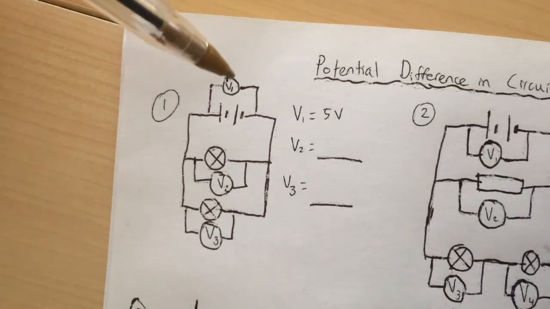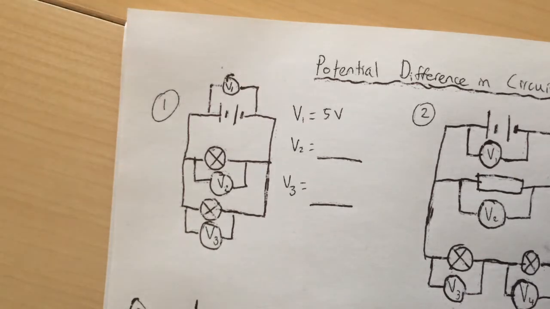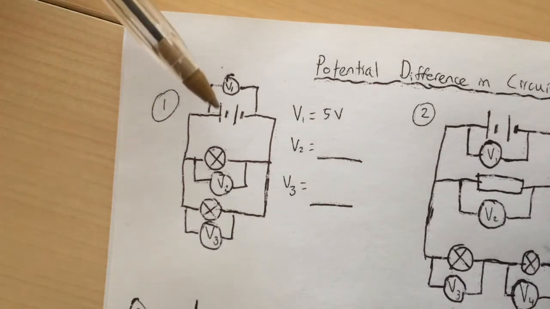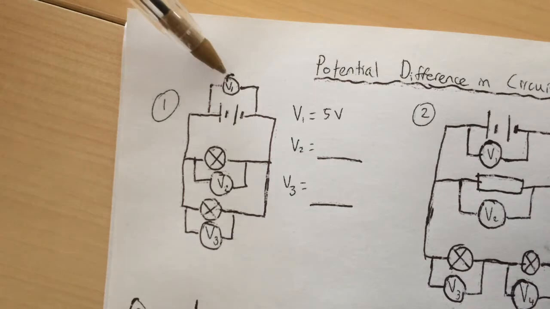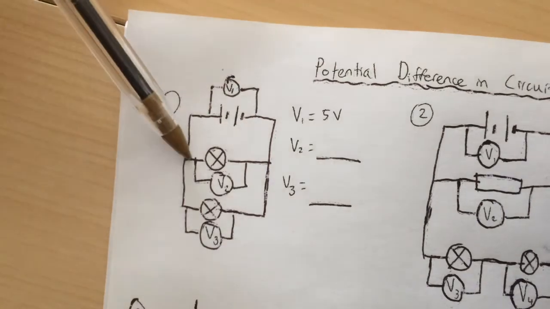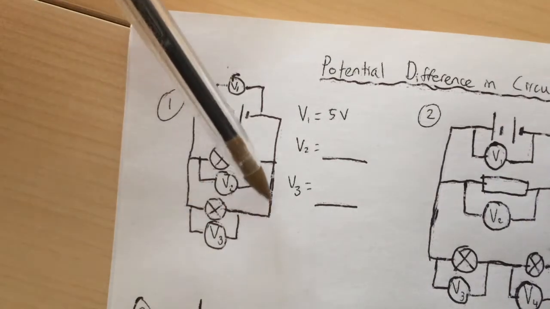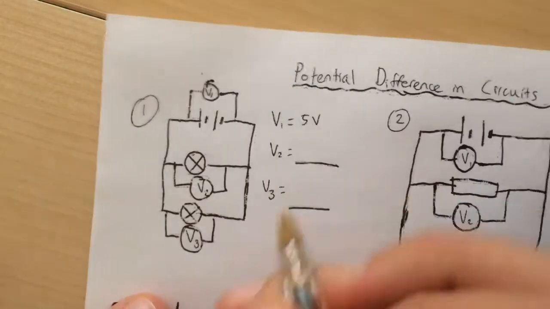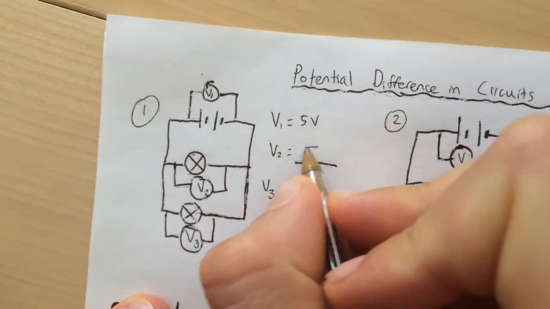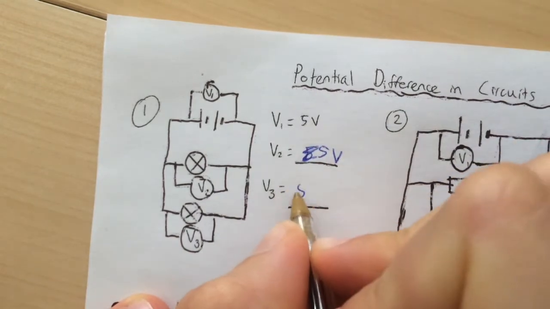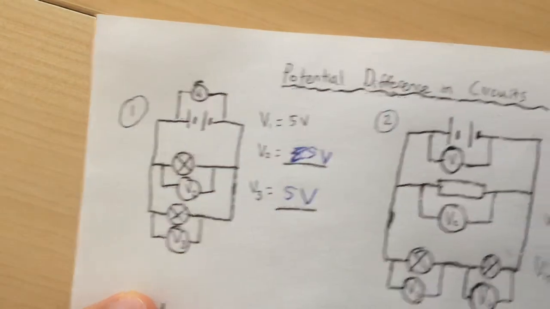So the rule for potential difference in parallel is that it stays the same across each branch. So if we started off over here in V1 with 5 volts, that means this branch must have 5 volts and this branch must get 5 volts. So our answers here are 5 volts and 5 volts.